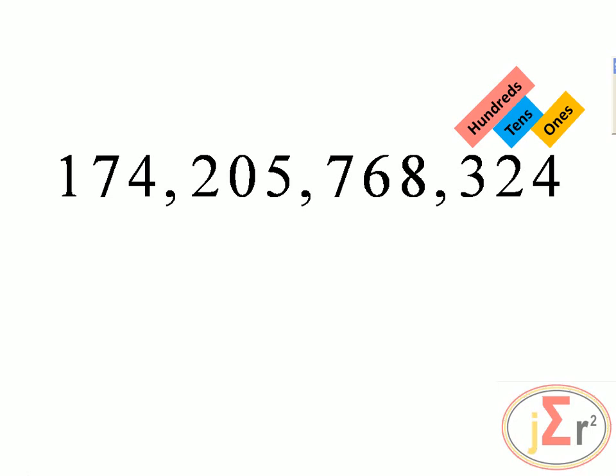So that is very easy to read, because we know that this is in the millions group, so it is 205 millions. And this is in the thousand group, so this is what? 768,000. And we know that this is in the billion group, so this is what? 174 billion. So that is how you read it.